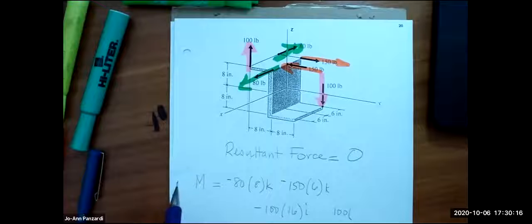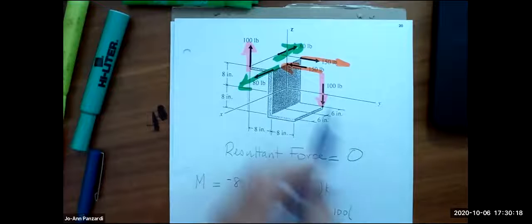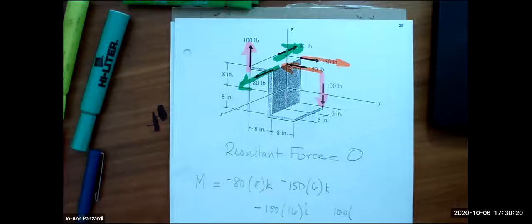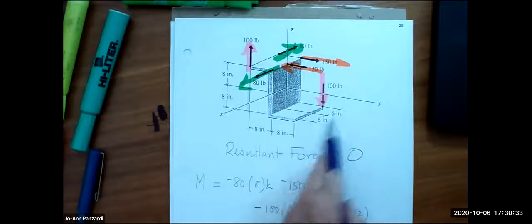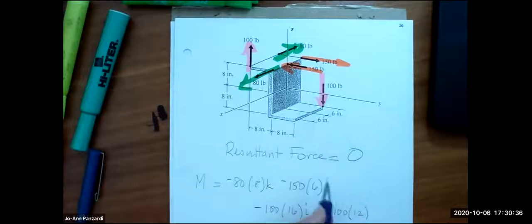Wait, hold on. I have a question. It doesn't create a moment about the Y? I'm going there now. Oh, okay. You got the next question. Does the 100 create a moment about the Y too? Yes. 100 times, what's the perpendicular distance? Now it's really 12 inches. Right, because the forces are in the Z, we're trying to find the moment about the Y, and the perpendicular distance is in the X. Positive or negative? It is going to be negative.